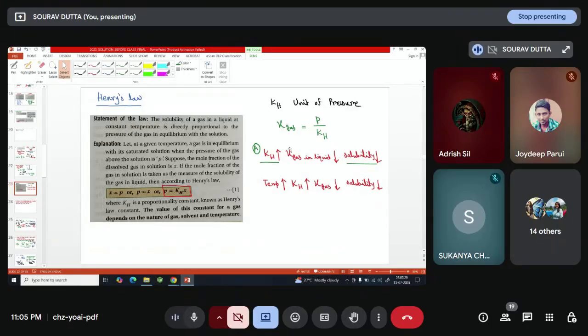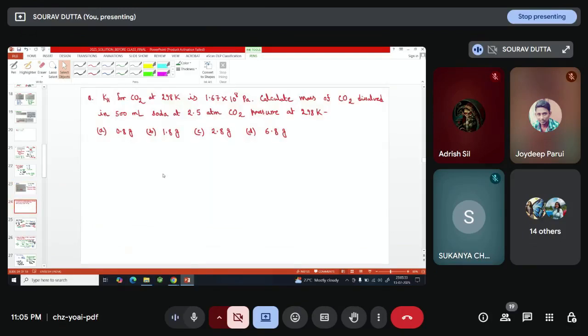I said this just using the Henry's equation, nothing more. Let's look at a numerical. KH for carbon dioxide, that is the Henry's constant for carbon dioxide at 298 Kelvin, is 1.67 into 10 to the power 8 Pascal. Calculate the mass of carbon dioxide dissolved in 500 ml soda at 2.5 atm CO2 pressure at 298 Kelvin. Okay.